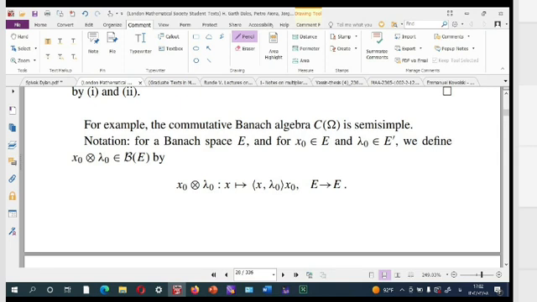Okay, by this function, it maps x to this. Please note that the action of lambda 0 on x is a scalar. Okay, so this multiplication is an element of E because we assume that x0 is an element of E, so this is an element of E, and so this is a function from E to E.